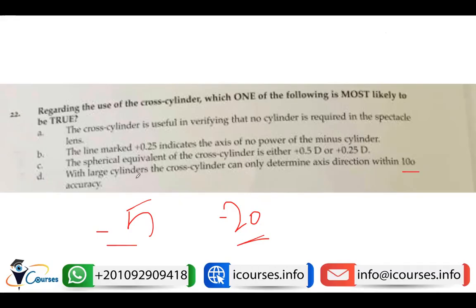So does the power of the cylinder have any relation to the range of detection or the accuracy of the axis of this cylinder? Let me tell you something: we actually measure the axis before the power. So we detect the accuracy of the axis with the power. So what will be the value of the power at all? It will be of no value at all.